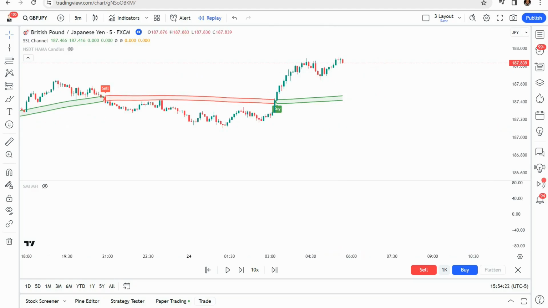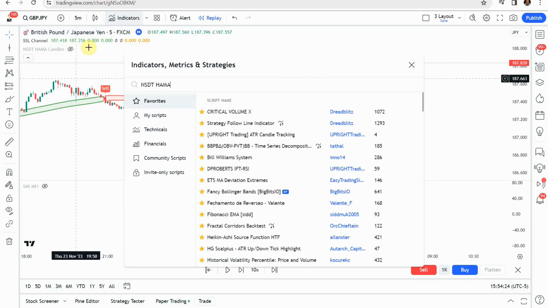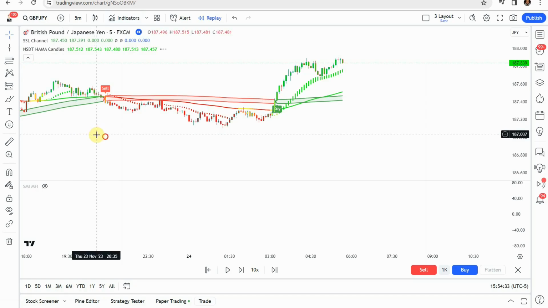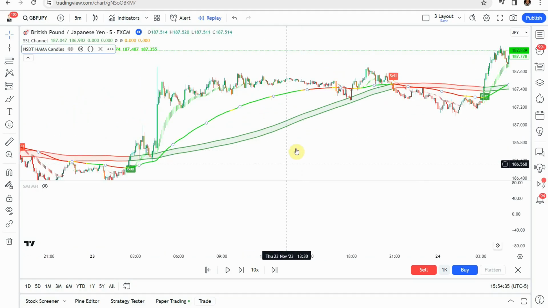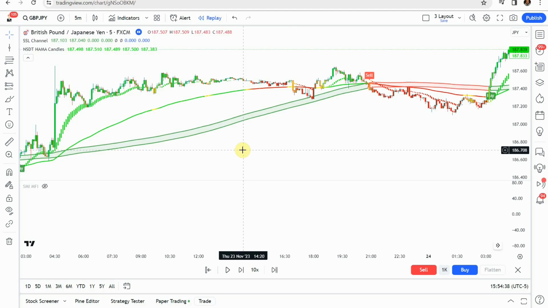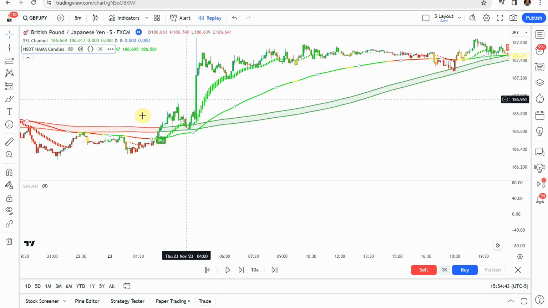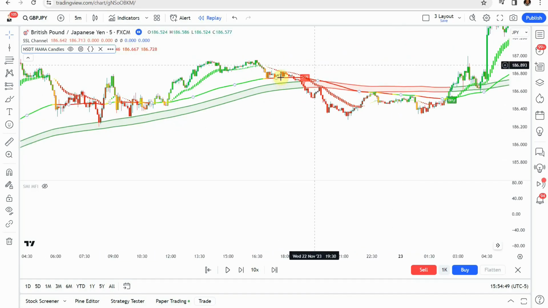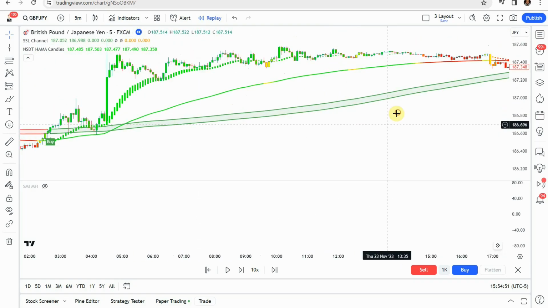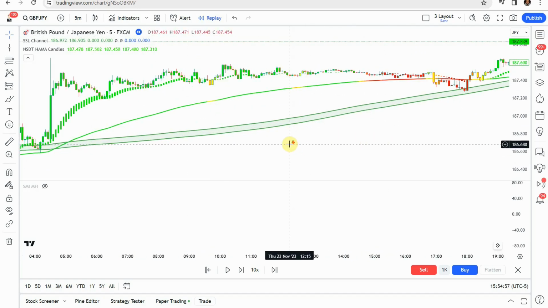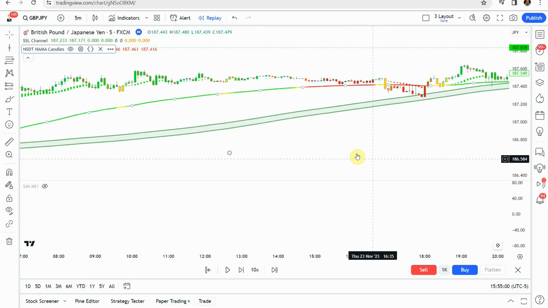The next indicator we are going to add to the screen is going to be the NSDT hammer candles, this one right here. And so you'll add that one to the screen and it will look like this right here. So basically kind of a heat map for the candles. It tells you when we are green, we have an uptrend taking place. When the candles are red, when you see a lot of red, then we are in a downtrend. And then it has these candles right here as well, which we won't really use in this particular strategy.